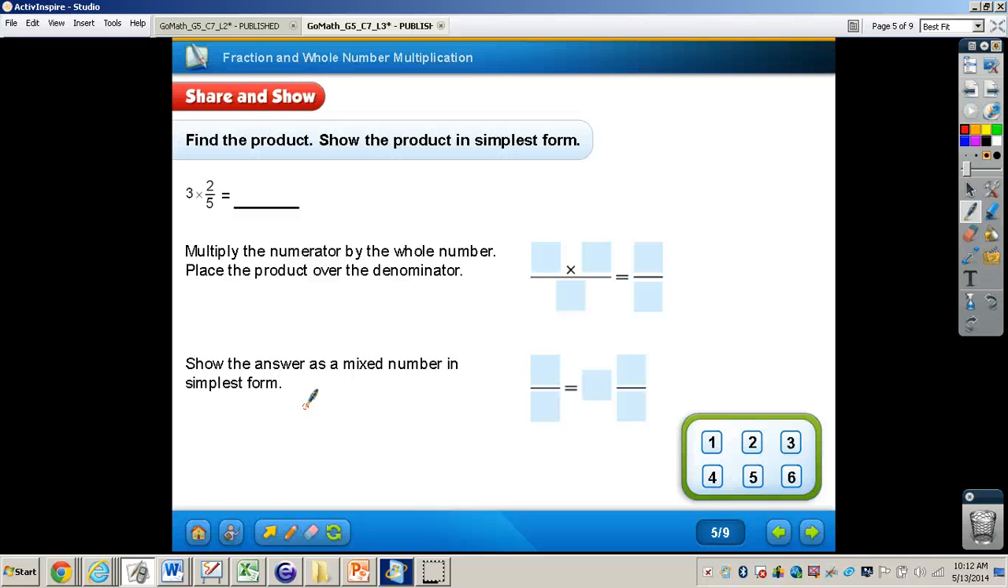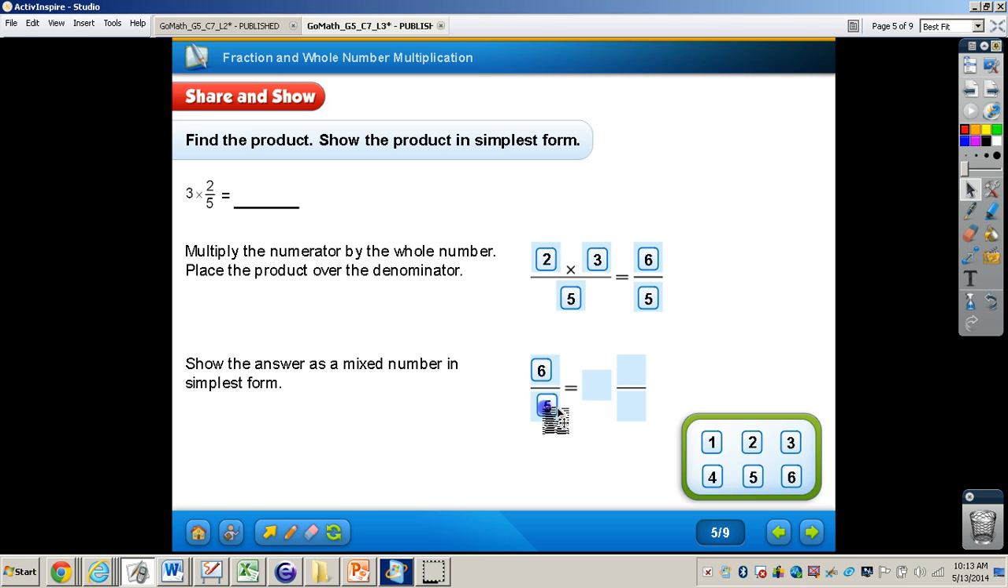The first thing that we need to do is multiply the numerator by the whole number. Now the numerator is 2, so we're going to take that 2 and multiply it by our whole number, which is 3, and the denominator will slide right underneath there. Now we have 2 times 3, pretty simple, is going to be 6, and then our denominator just slides right over for 6/5. So 6/5 is our answer.